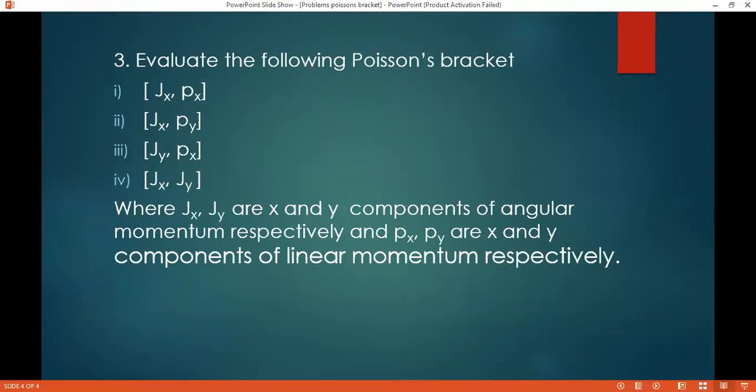आणि आपल्याला काय करायचं आहे की ह्या जे काही कंडिशन्स आहेत त्या कंडिशन्स प्रूव्ह करायच्या. So what are the conditions, I'll just write it here. I will have to prove the Poisson bracket of jx, px, first thing. The second thing is I will have to prove the second bracket, that is nothing but jx, py. So this is jx, py. The third thing is jy, px. And the last thing, the fourth one, that is nothing but the Poisson bracket of jx, jy.